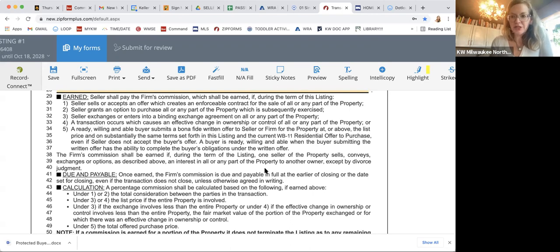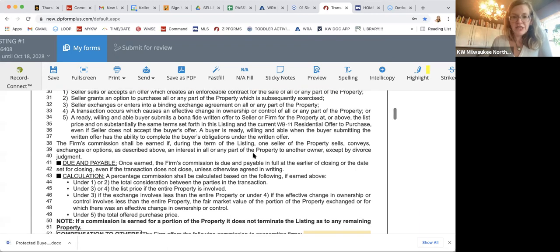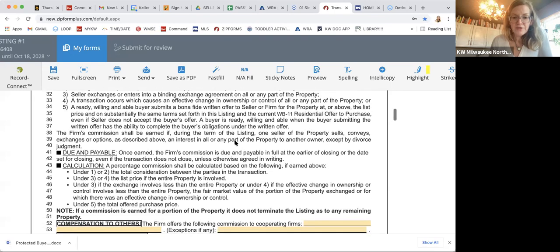Firm's commission shall be earned if during the term of the listing, seller of the property sells, conveys, exchanges as described above, an interest in all or any part of the property to another owner, except by divorce judgment. So again, just another checkpoint saying that no matter where this buyer comes from, we are owed a commission.